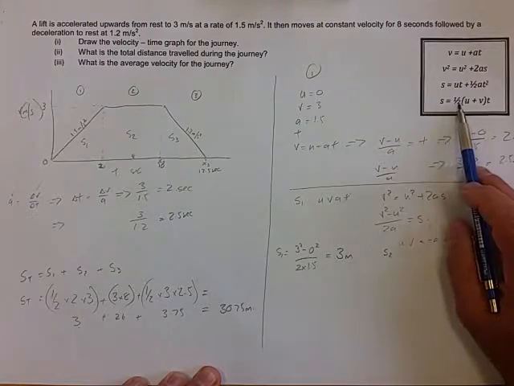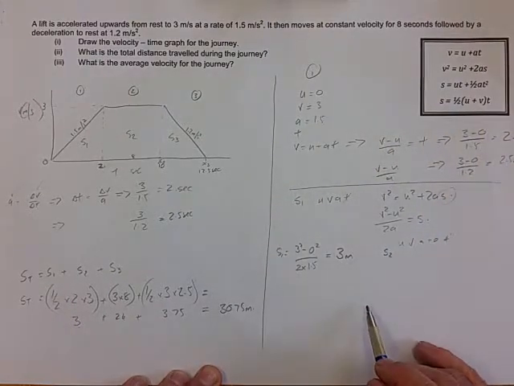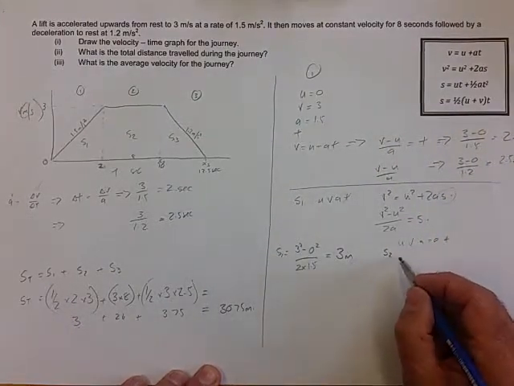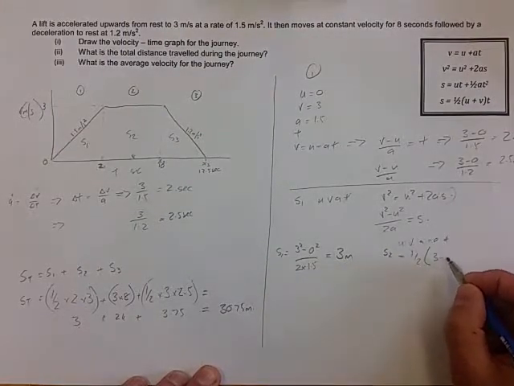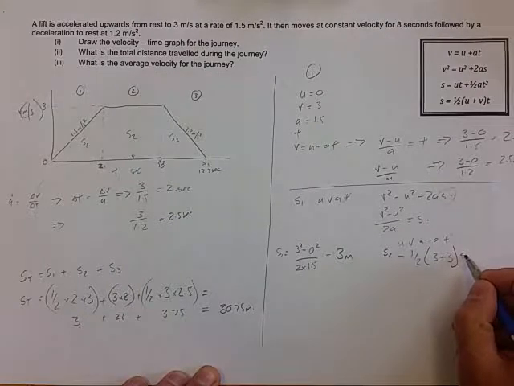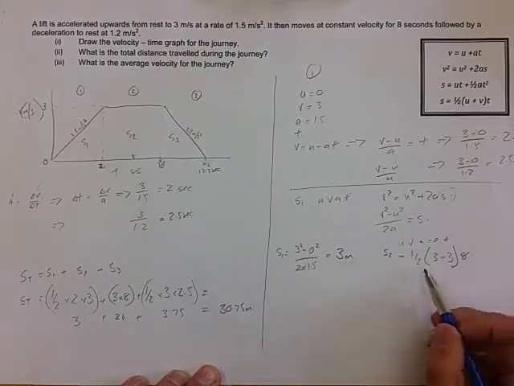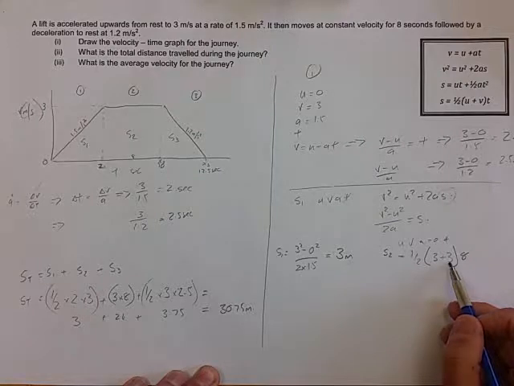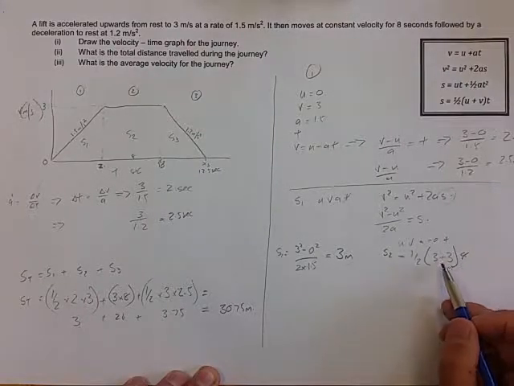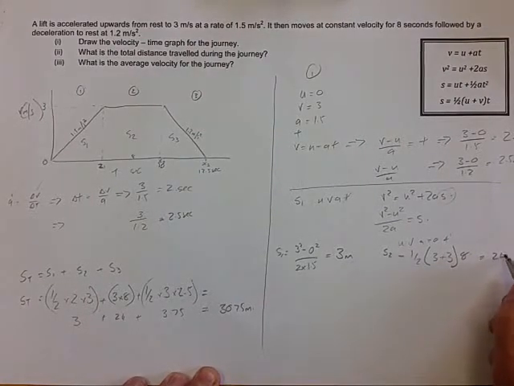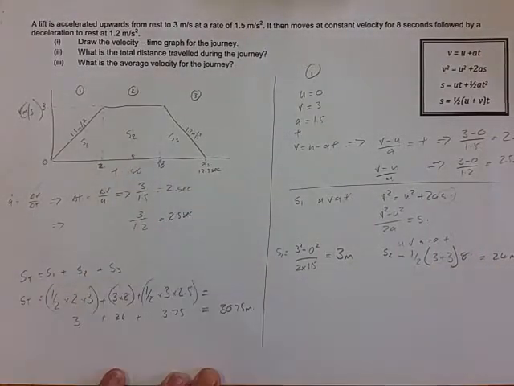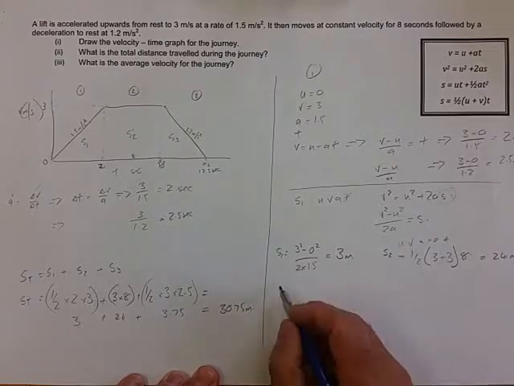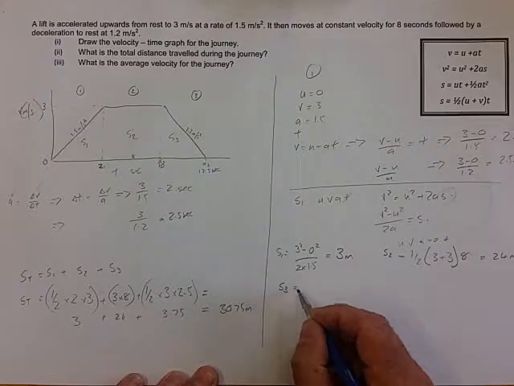There it is, S equals a half (U plus V) T. So S2 equals a half times (3 plus 3) times 8. 3 plus 3 is 6, half of 6 is 3, 3 times 8 equals 24 metres. And again, it's the same as what we calculated here using our velocity time graph.